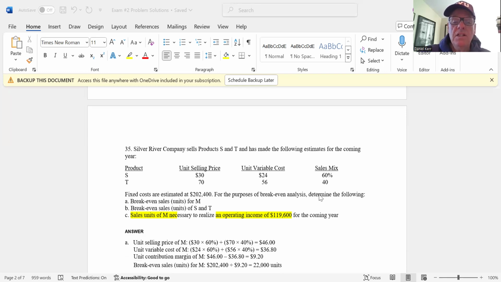So first thing, A, the break even in terms of sales units. Since 60% of it's product S and 40% is product T, you have to prorate the sales prices. So you come up with a prorated sales price of 46. You have to prorate the variable costs, and you come up with a variable cost of 36.80. So the composite contribution margin reflecting 60% product S and 40% product T is $9.20. So the break even, therefore, would be the total fixed cost of $202,400 divided by the contribution margin of $9.20. So you have to sell 22,000 units. So that's the number of units they have to sell.